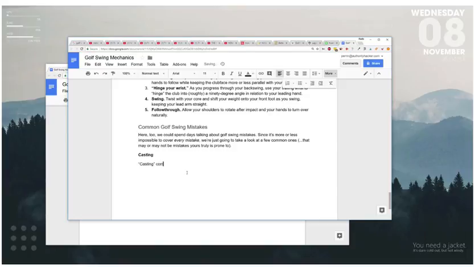Casting occurs when your trailing hand pushes the club too much or too soon on your downswing. This is going to be another one where it's going to need a video. I have no idea if that's the opposite of a backswing, but I needed the terminology here, and I can just go back and look it up and Control F downswing, but that's what I'm going to use here.